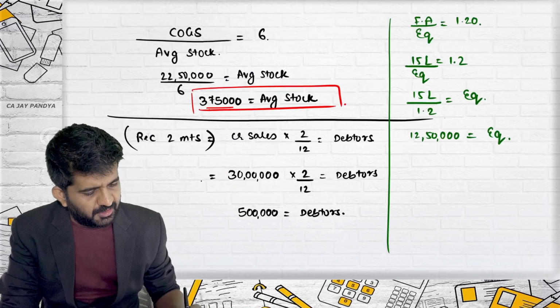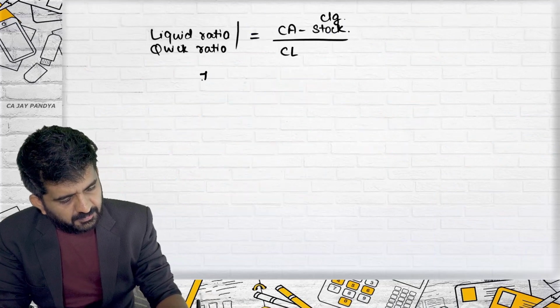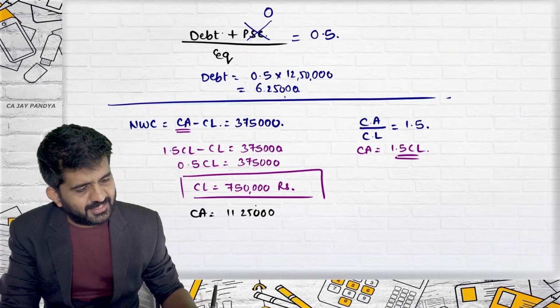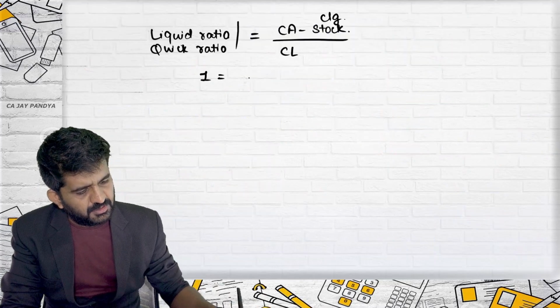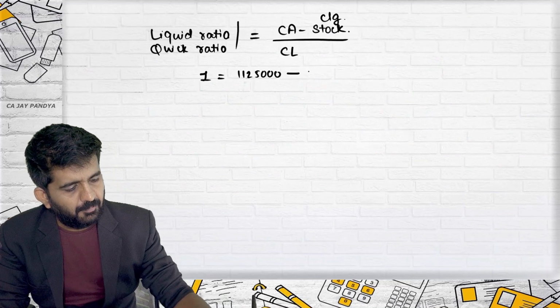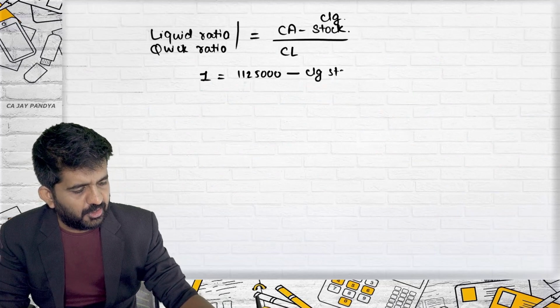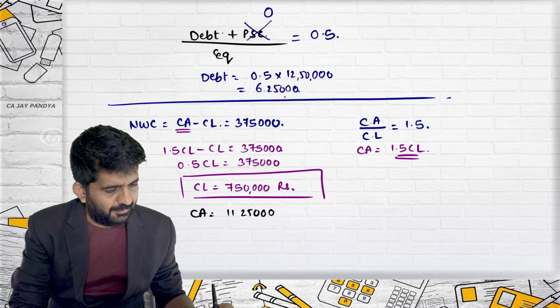What is liquid ratio or quick ratio given? It is 1:1. So this will be 1. Current asset, am I knowing it? Yes. Current asset is 11,25,000 minus closing stock, we are not having, upon current liability.